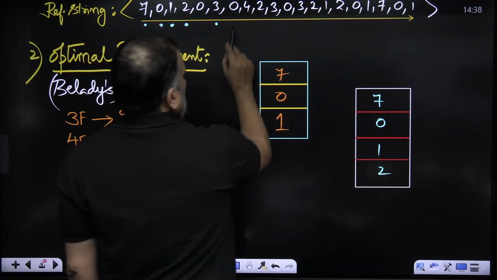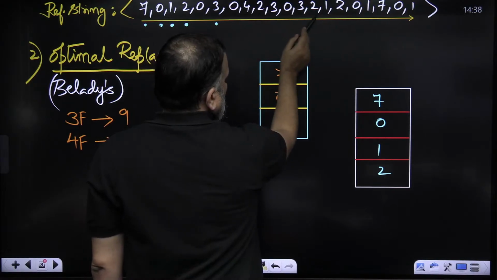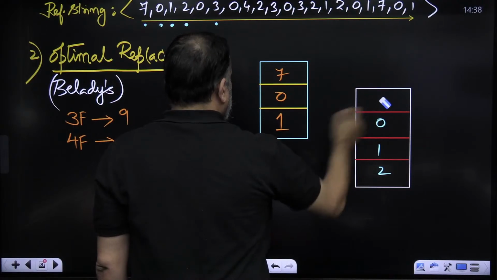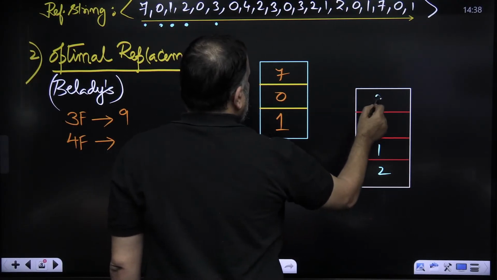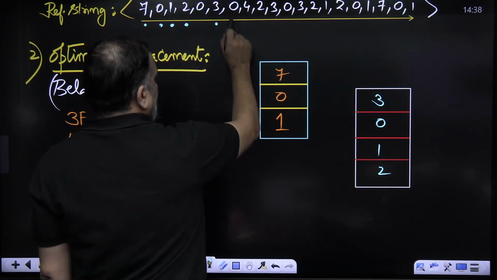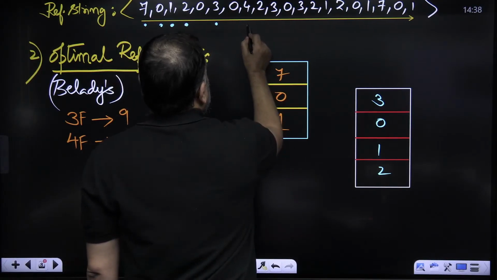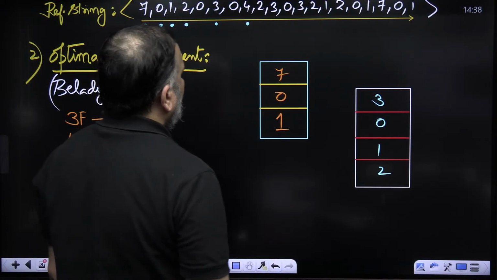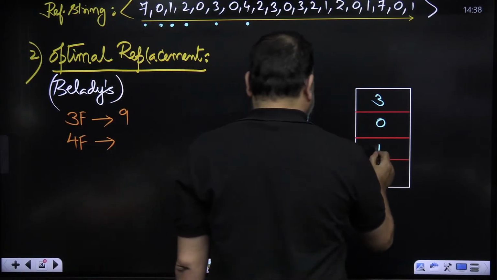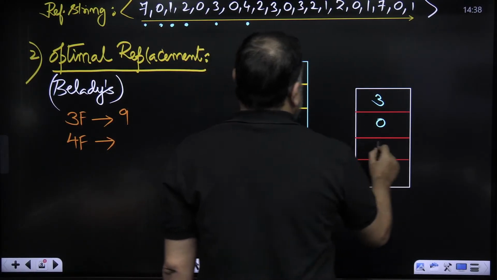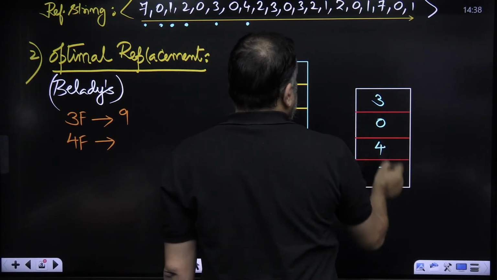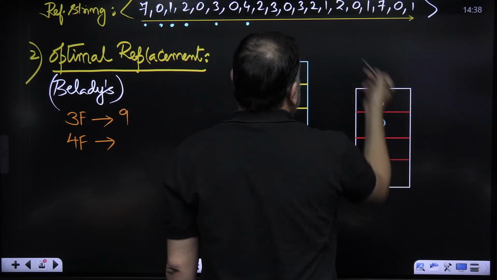Decide. 0, 2, 1 are referred. 0, 2, 1, 7 is at the end. So in place of 7, we are going to bring 3. 0 is referred, no page fault. 4 is referred and causes a fault. So we have to decide among 2, 3, 0, 1. 1 is at the end. So in place of 1, we are going to bring 4. Then 2, 3, 0 are no page fault. Then 3, 2 also no page fault.